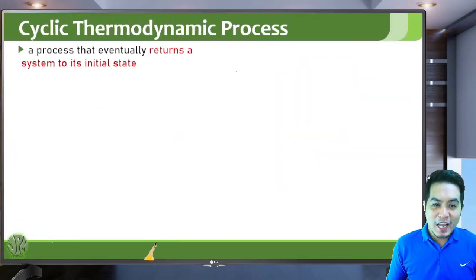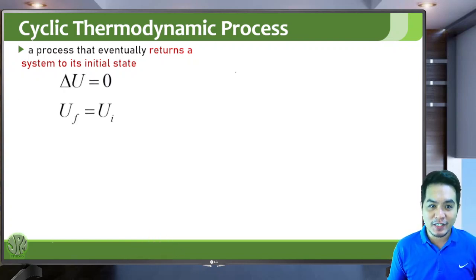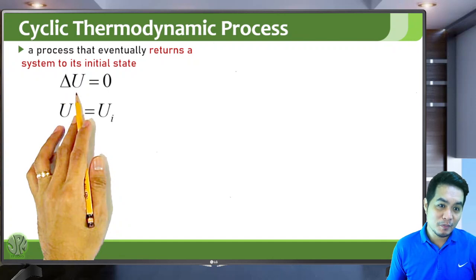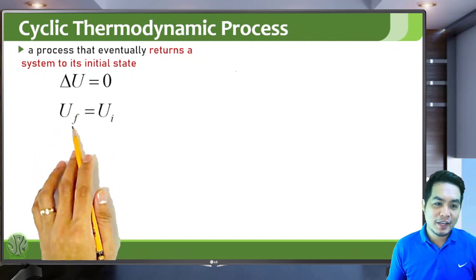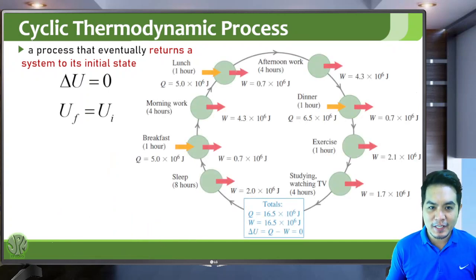So a cyclic process, or a cyclic thermodynamic process, is a process that eventually returns the system to its initial state, as we have mentioned before. So in that case, the change in internal energy is zero because the initial and the final states are just the same. You return to the initial state. So this is an example of a cyclic process involving the human body.